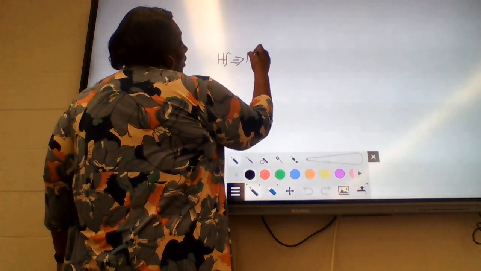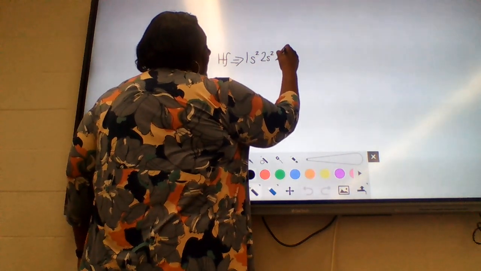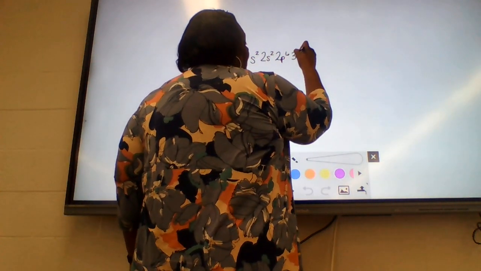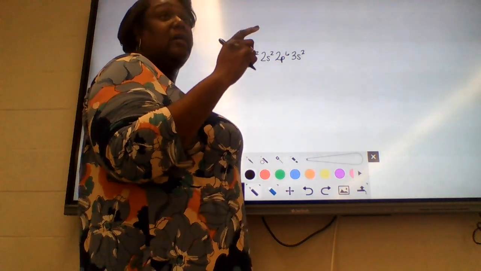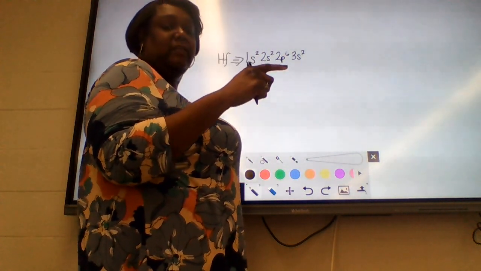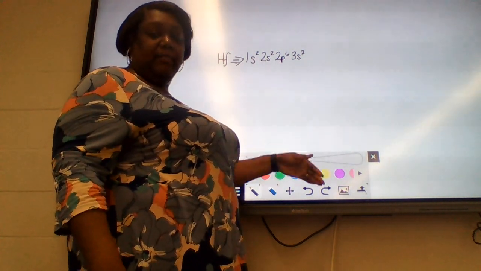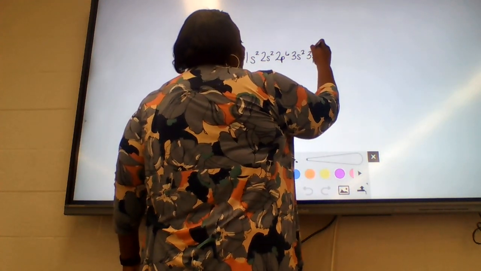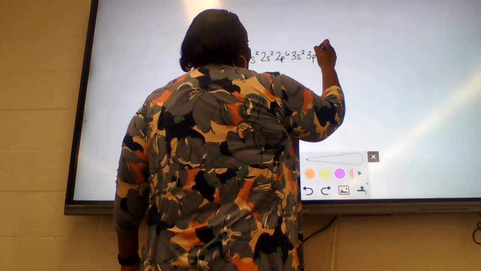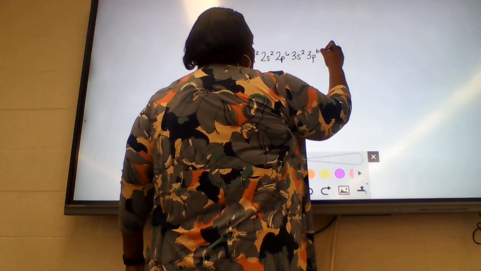So if you've got any questions on how I got this configuration, please let me know. As I'm starting, I noticed that the element hafnium is on row 6. So I know when I get to a big number of 6 that I'm getting close to the end. And I know that it's in the D block, so I know when I get to 5D, then I'm definitely at the end.